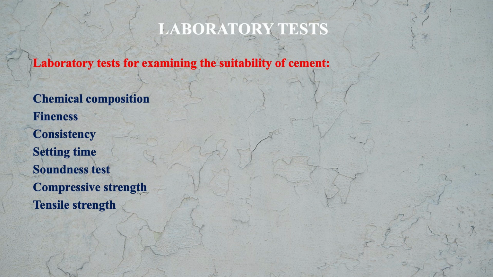Now let us see the different laboratory tests which we can do in the lab. Laboratory tests for examining the suitability of cement are chemical composition, fineness, consistency, setting time, soundness, compressive strength and tensile strength. These tests we will discuss in our next lecture: how they are done, what the results are, what the requirements are.